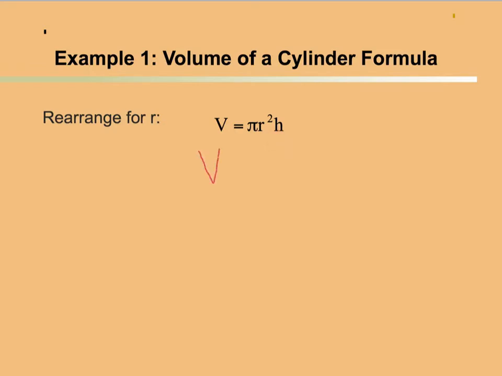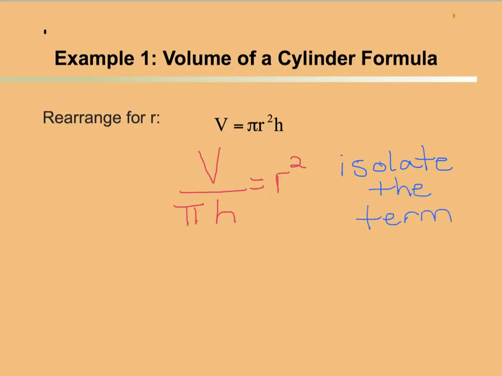So we'll take the volume and we're going to divide it by pi, because remember pi is being multiplied with radius squared on the other side of the equation, and we are also going to divide by height at the same time, because height is also being multiplied by radius squared on the other side of the equation. So we've done the opposite mathematical operations on the other side of the equation. Our first step was to isolate the term. We isolated the term containing the variable.